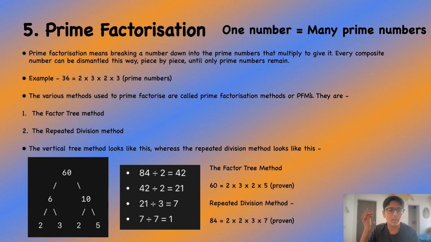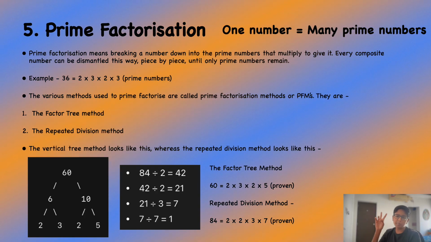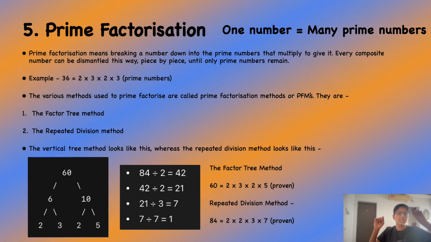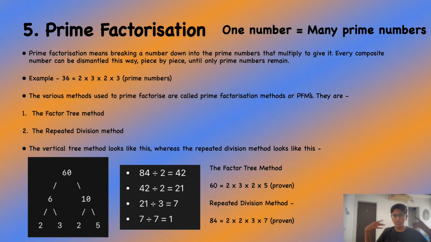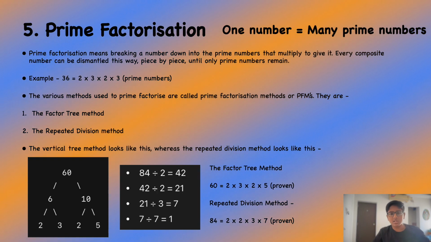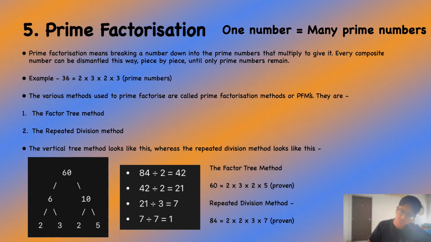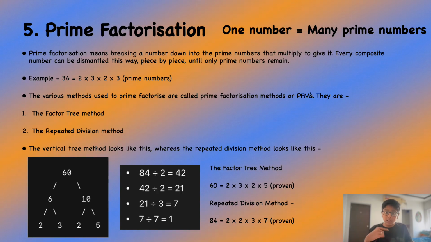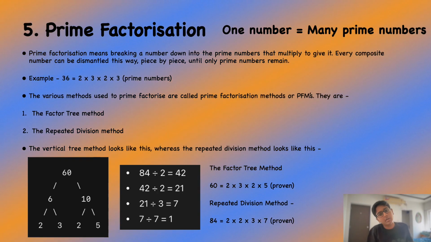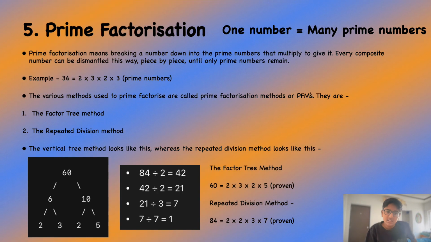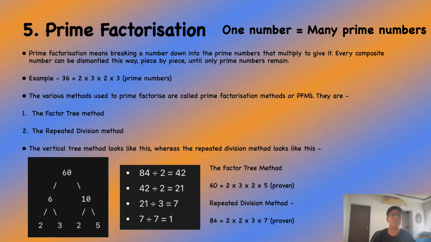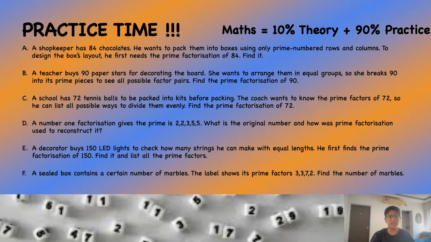In the vertical tree method, if we have 60, the simplest one we can get is 6 into 10, right? So 6 into 10 we draw, and then 6 we know is 2 into 3, 10 we know is 2 into 5. Simply then we can write 60 is equal to 2 into 2 into 3 into 5. So proven. And next for 84, if we divide by 2 we get 42, by 2 again 21, 21 cannot be divided by 2. So by 3 is 7, 7 is a prime number, so by 7 is 1. So 2, 2, 3 and 7, proven. So those are the two methods we can use to do prime factorization.